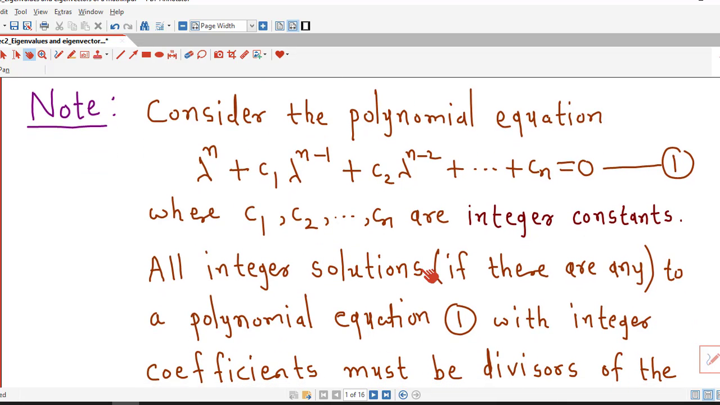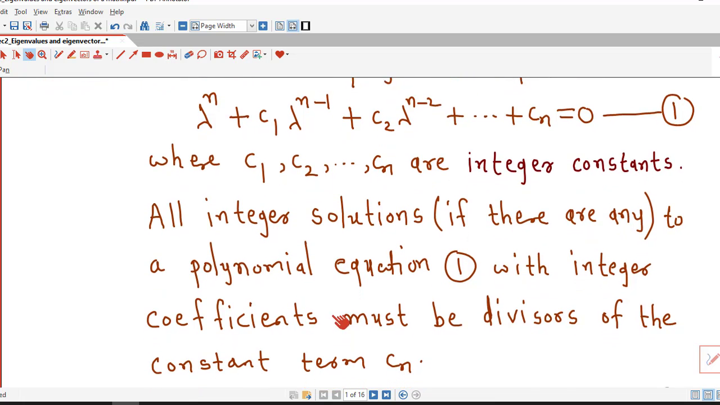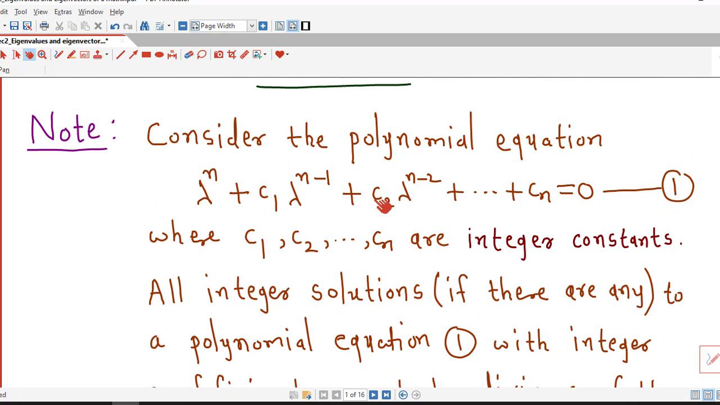So all integer solutions, if there are any, to a polynomial equation 1 with integer coefficients must be divisors of the constant term. So if we have this type of polynomial equation in which all the coefficients are integers, then if there is any integer solution of this equation 1, it must be a divisor of this constant term.